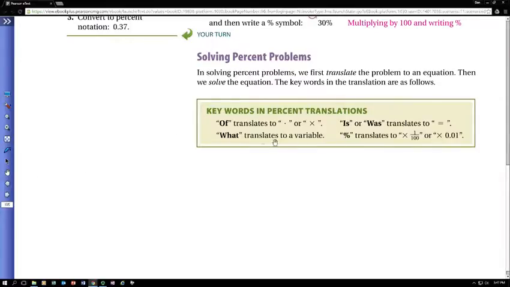Well, now they bring up keywords. Of means multiplication. Is and was are equal. And what is a question, usually is translate, like percent translates to hundreds. That's all they're saying. So what percent translates into a multiplication of that? Translation means to change from percent to hundredths. How do I do that? I take it times 1 over 100 in this form or fraction form or decimal form, same thing.